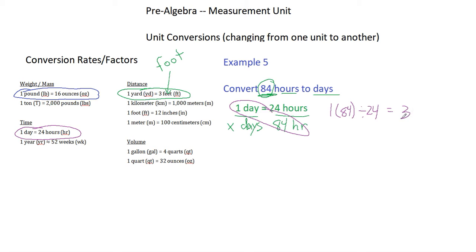3.5 days, 3.5 days exactly. So that's what we would have there. 84 hours is the same as 3.5 days.